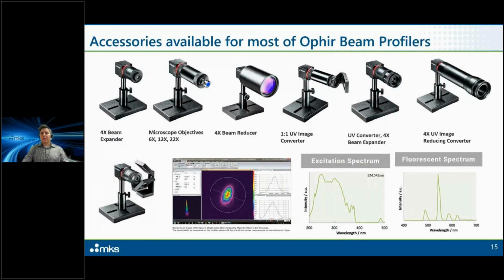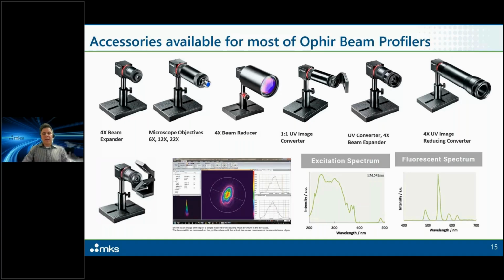Additionally, our accessories contain different re-imaging beam expanders and beam reducers, different re-imaging optics. For example, re-imaging beam expanders allow us to expand the beam to increase the resolution. With those beam expanders that we offer in 4x, 6x, 12x, and even 22x, we are able to measure beams as small as 1 or 2 microns.